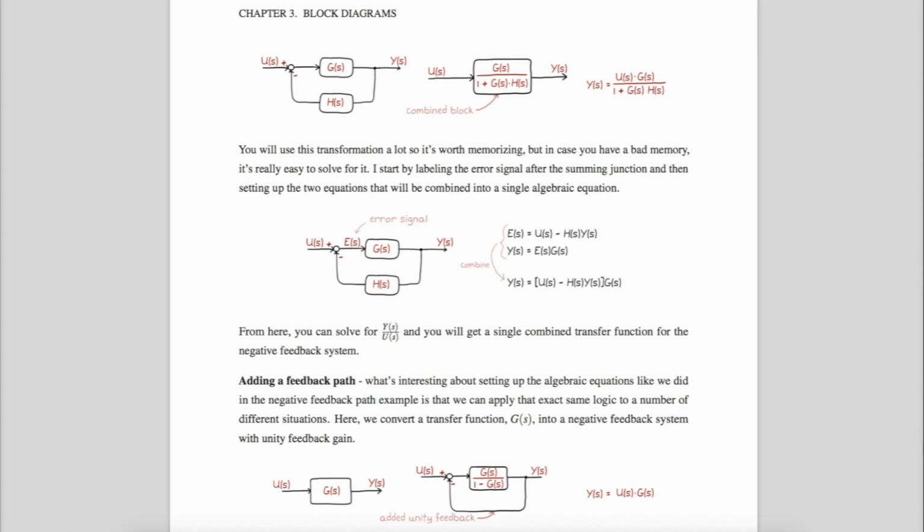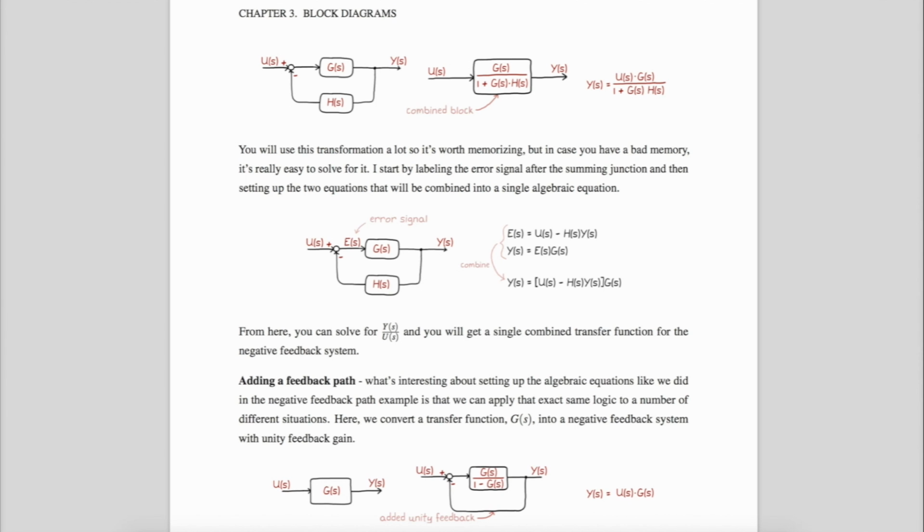I find an easy way to solve for it is to label the node before the block g(s). I call it e(s) since it's the error signal. Then set up the two algebraic equations for this diagram, and then combine them into a single equation and solve for y(s) over u(s), which is the transfer function.